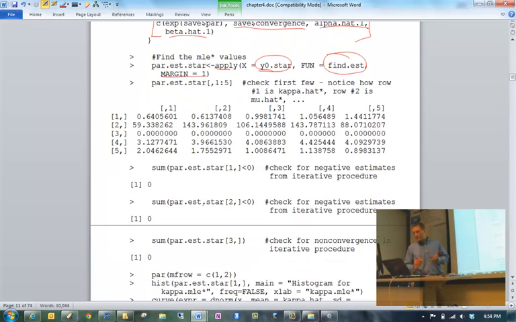Here are the first 5. So this is for R equal 1, R equal 2, and R equal 5. Here is, let's see, kappa hat star, mu hat star, convergence criteria, alpha hat star, and beta hat star.